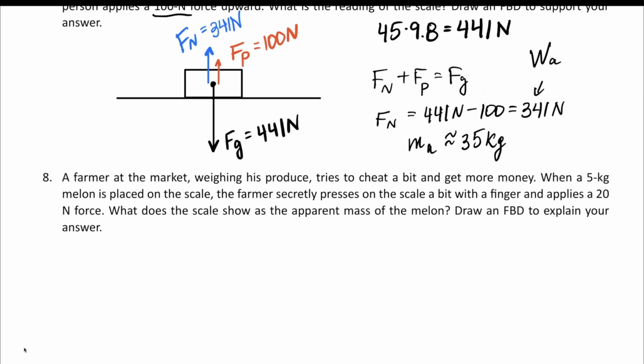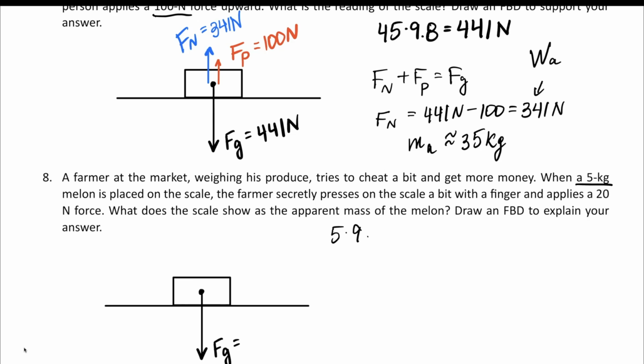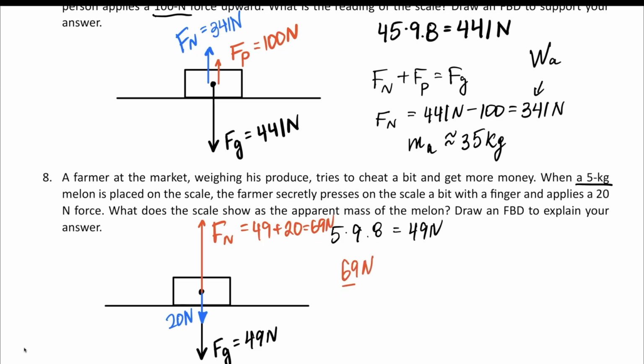Now the last example is the opposite. So if here we had the subtraction and normal force being less than the weight or force of gravity. So it's a 5 kilogram melon. 5 times 9.8 is 49 newtons. So we have force of gravity 49 newtons, and the weight should be 49 newtons on the scale. And there we go. There's an extra 20 newtons. So because of those extra 20 newtons, our normal force, or the reading of the scale, is going to be 49 plus 20, 69 newtons. And then 69 newtons divided by 9.8 meters per second squared gets us about 7 kilograms, a little bit more.